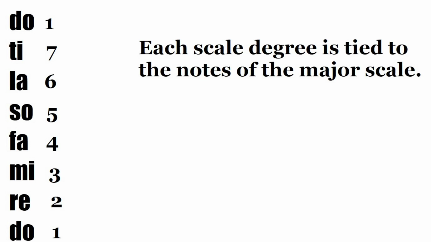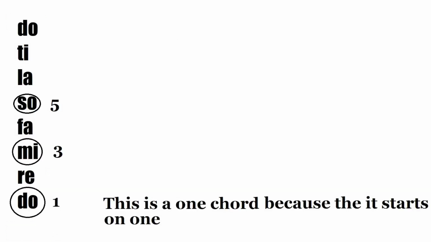Every single note in this major scale has a scale degree tied to it. Do is 1, re 2, mi 3, etc., etc. And we can use these scale degrees to identify certain chords that start on these scale degrees. So we're going to call this a one chord, our friend do, mi, so, because do is the first degree of the major scale. So it's called a one chord when we stack the thirds from do to mi to so.